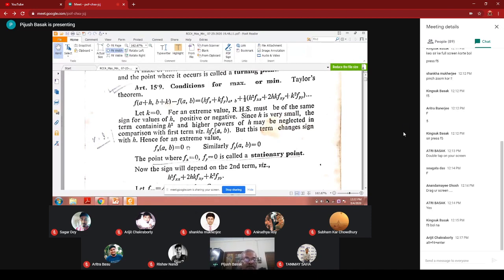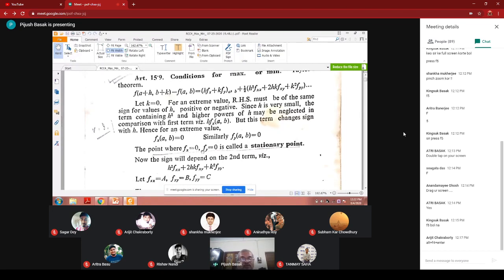By this logic, the partial derivative of the function with respect to x at the point will be equal to 0, and the partial derivative fy at the point (a,b) is 0. So this will give you some points, coordinates of the points. Those are called stationary points, where the turning will occur. Turning will not occur everywhere; whether it is maximum or minimum, the turning will take place only at the stationary point.